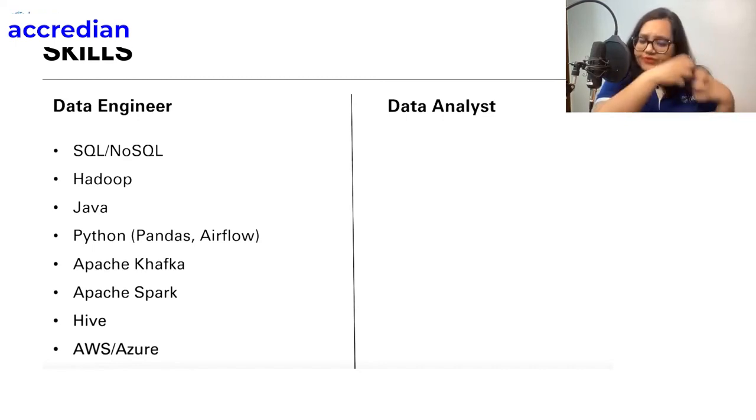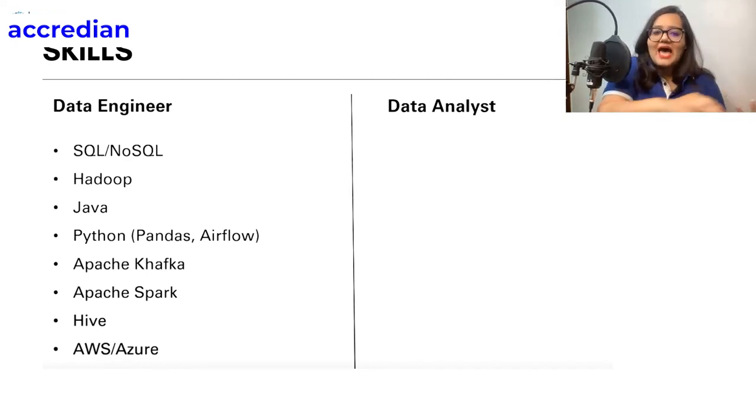A few other skills that you need to know would be skills like Hadoop, Java, and Python. And within Python, you'll need to know things like Pandas and Airflow, for example, right? You'll also need to know Apache Kafka and Apache Spark, as well as Hive, and some of the cloud platforms like AWS or Azure, right?